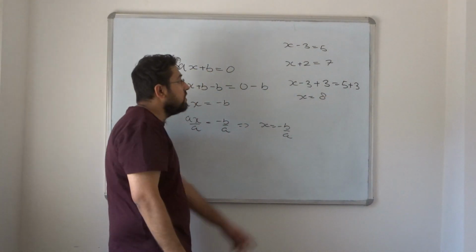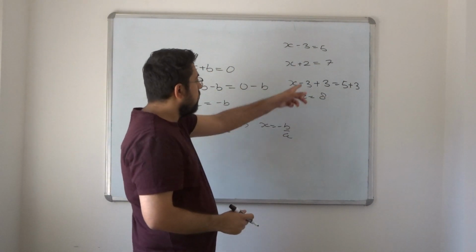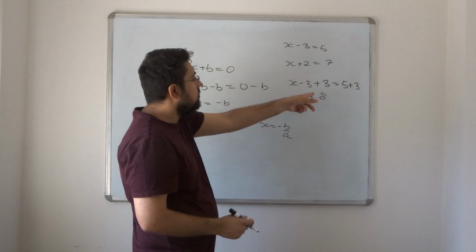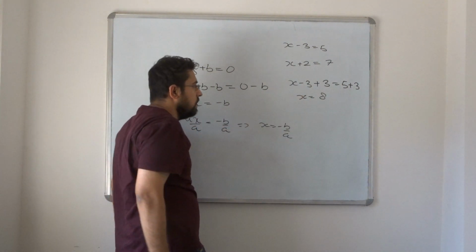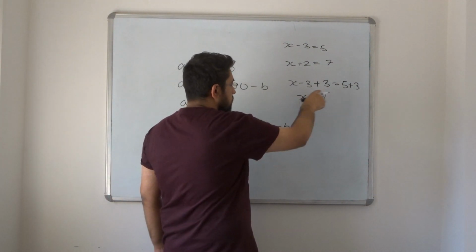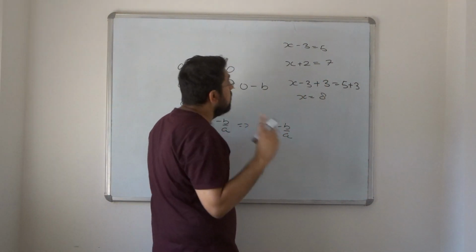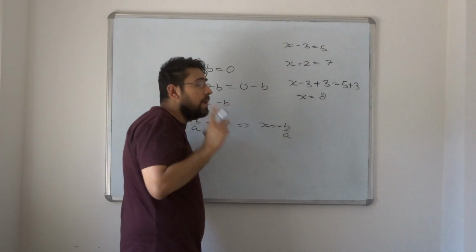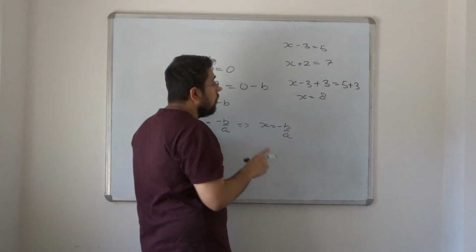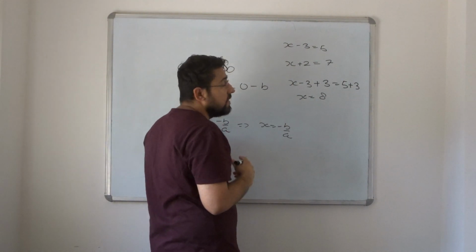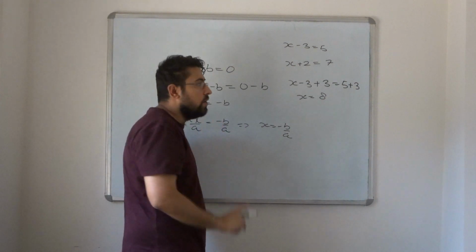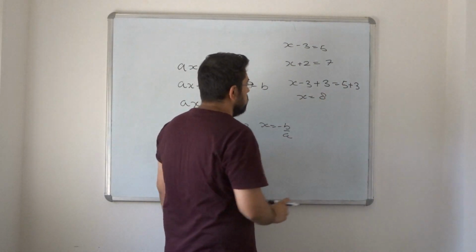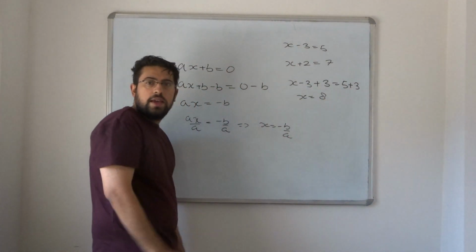So what did we do here, guys? We have minus here, so we have to take the opposite sign. The opposite sign is plus. So then we add 3. We add the same number on both sides. The only thing that changes is the sign. So you transpose the same number or variable, but the sign changes. So then x is equal to 8.